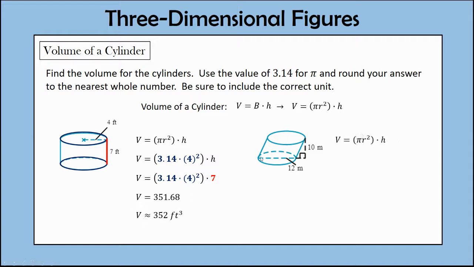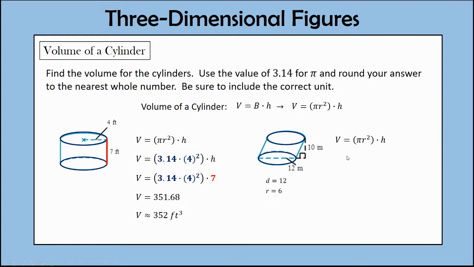Okay, so let's do the oblique one here. Well, it's the same concept. Area of the base times the height. Base shapes are these two circles. One thing to notice here, they're giving you a diameter. Diameter is 12. That means radius is half of that, 6. I have to use radius in this formula.